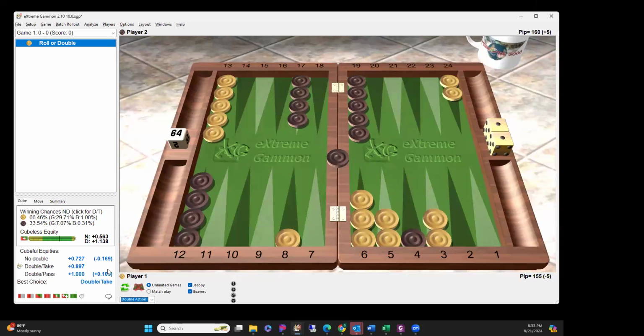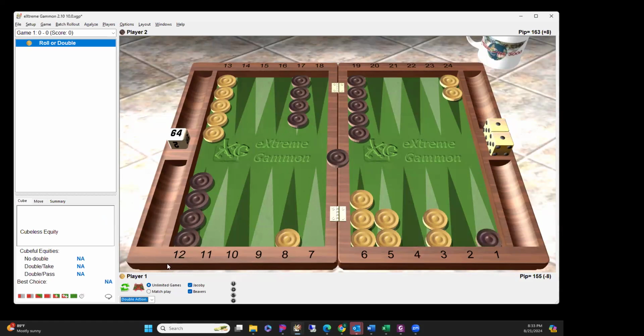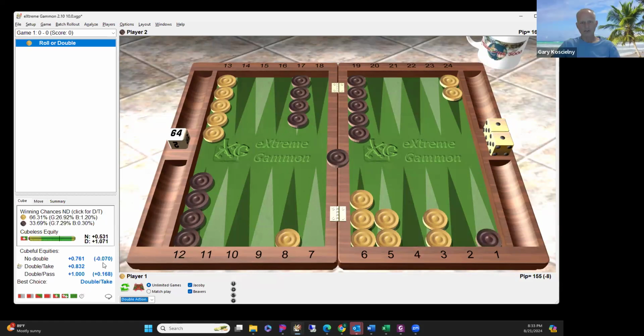Big one. And I forget, so it's a 0.169. Now, that's pretty big. This was a 0.07 versus 0.1. So yeah, it's a much stronger double here. It's a much closer take, but it's still a take.